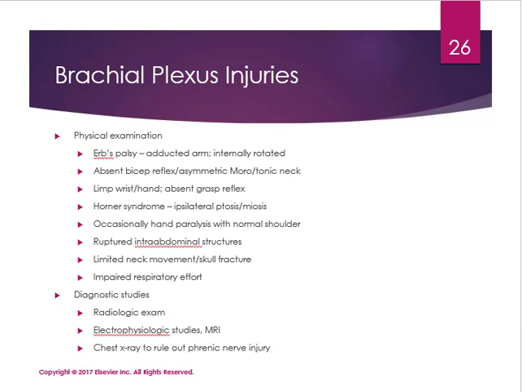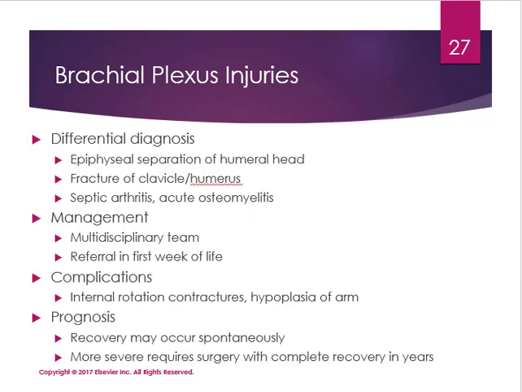You may also note that there's ruptured intra-abdominal structures, which could be related to delivery, and this may be seen in the liver or spleen. There may be limited neck movement, possible skull fractures, and there may be impaired respiratory effort. Diagnostic studies may include x-rays, electrophysiological studies, MRIs, and then you also want to do a chest x-ray to rule out if there's been any phrenic nerve injury.